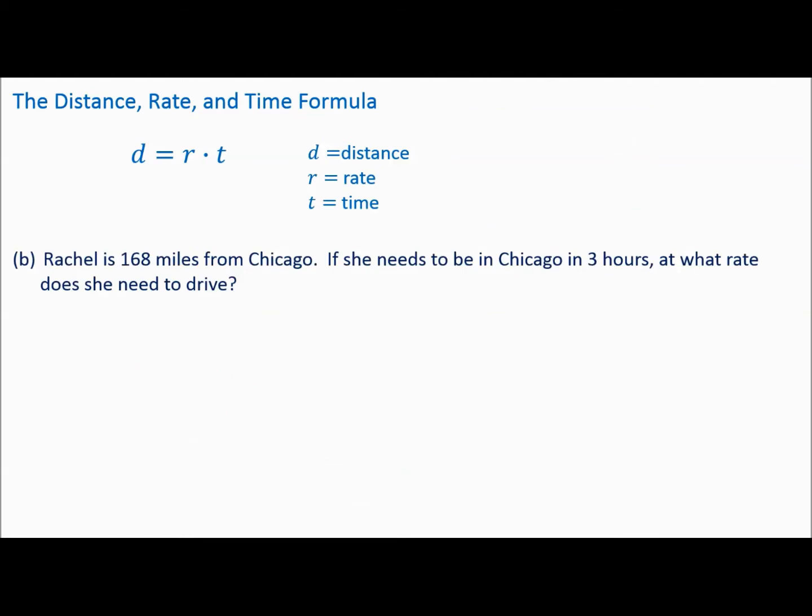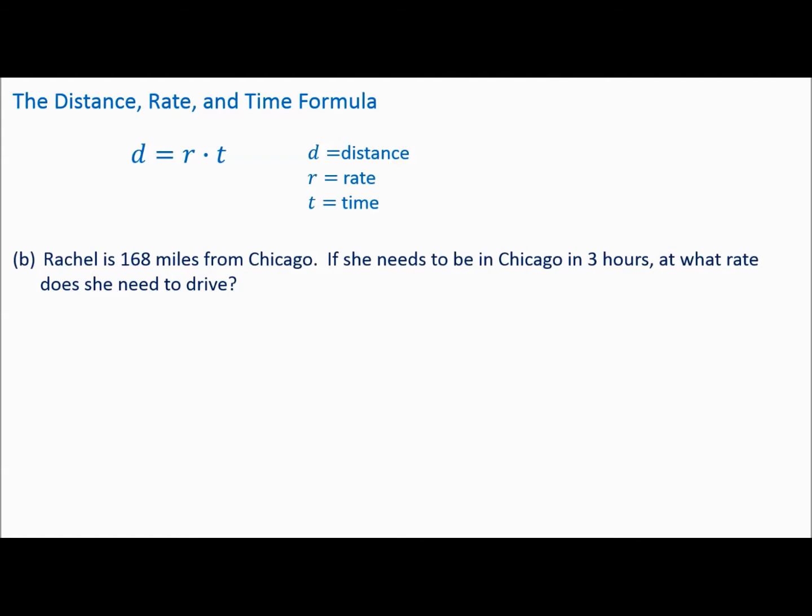So for example B, we have another problem here. Distance equals rate times time. You may want to pause it and try this one on your own. But we have Rachel is 168 miles from Chicago. If she needs to be in Chicago in 3 hours, at what rate does she need to drive?